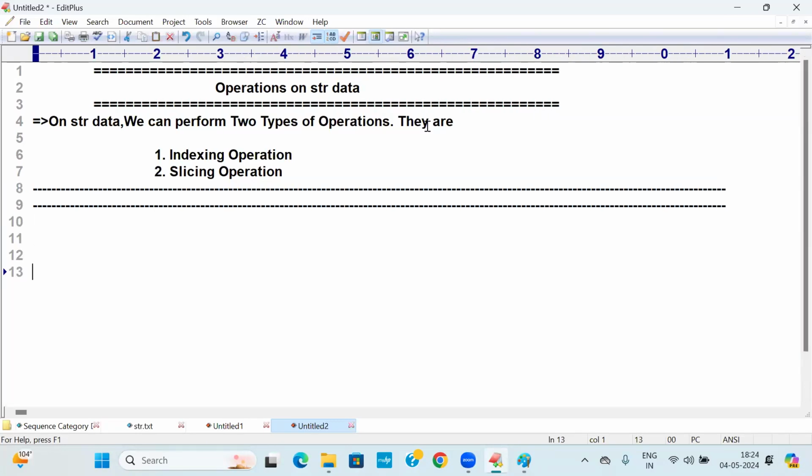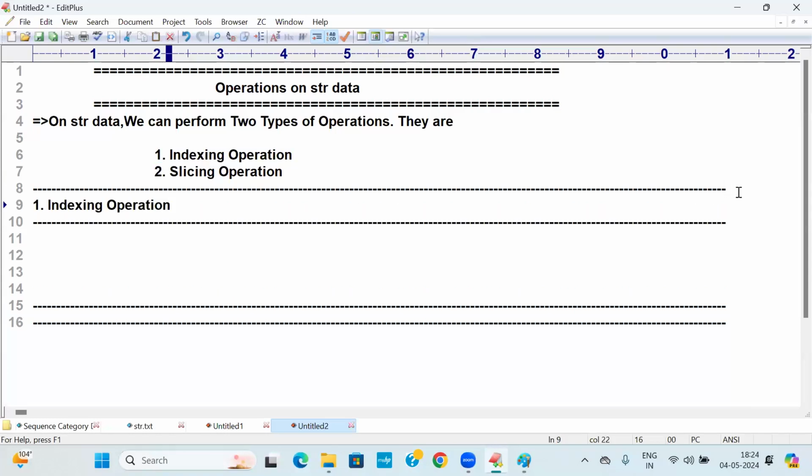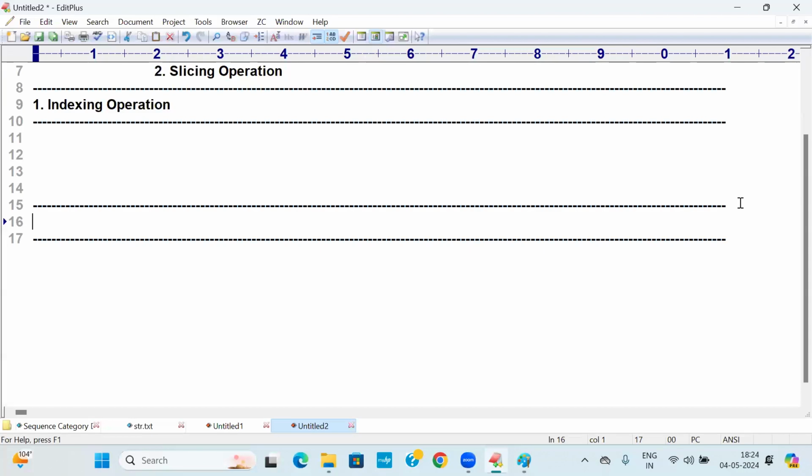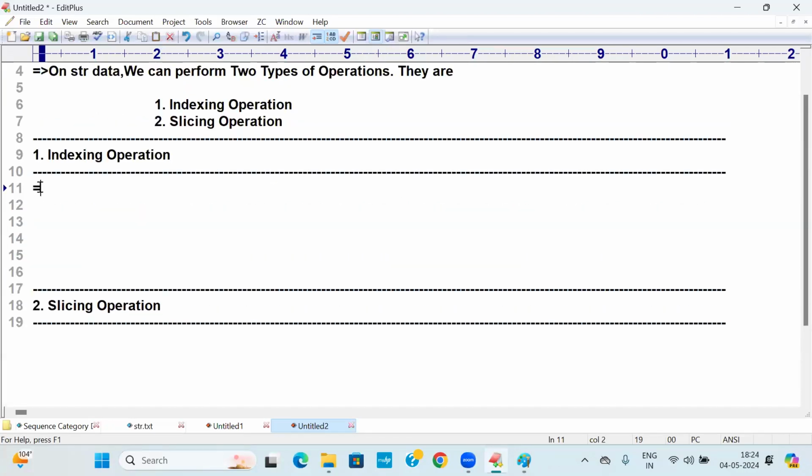So here, indexing and slicing at the same time. Let me speak about the indexing operation first, then I will go for the slicing operation. So let me enter into indexing. What do you mean by indexing?